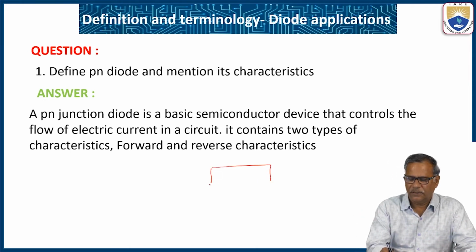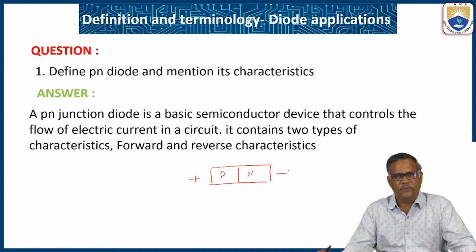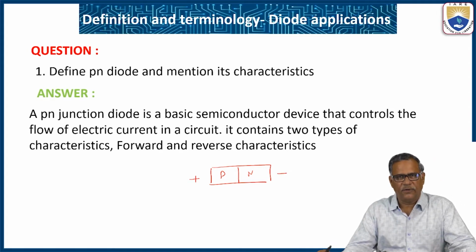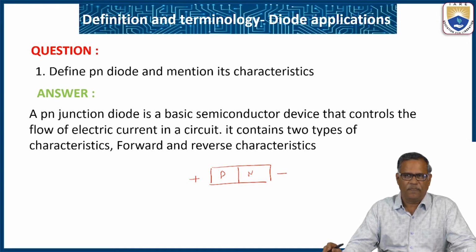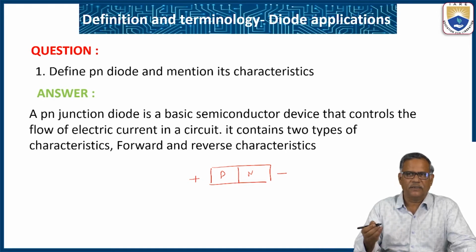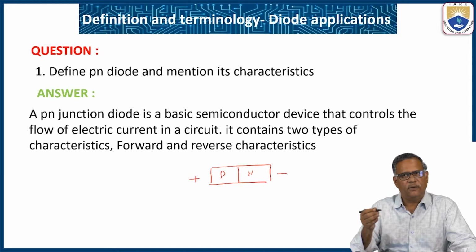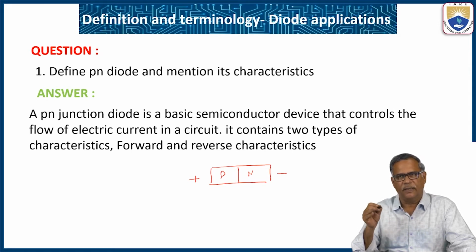When the PN junction diode is forward biased, that means when you apply a positive voltage to P and negative voltage to N, it acts like a closed switch. So, in forward bias condition, it allows the flow of current liberally.